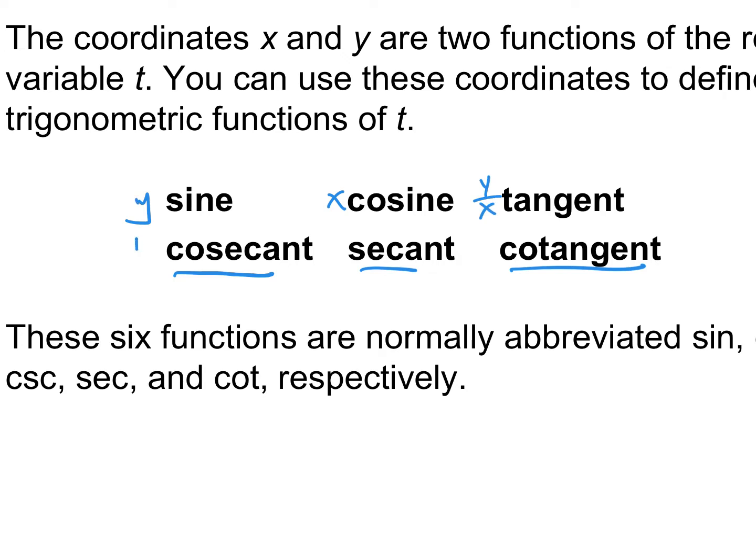So if I said to you, what is the reciprocal of y? You would tell me 1 over y. The reciprocal of x would be 1 over x, and the reciprocal of our tangent, the cotangent, would be x over y. And this will all make a little more sense here in a second.